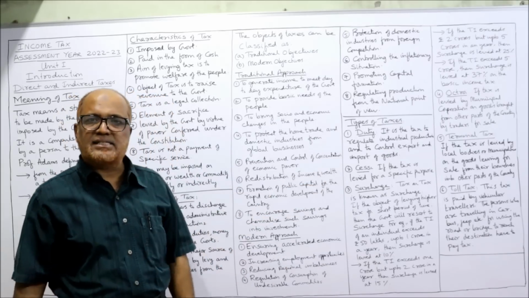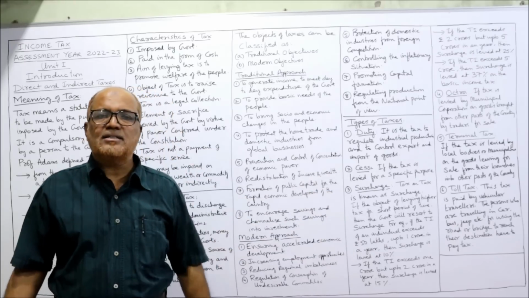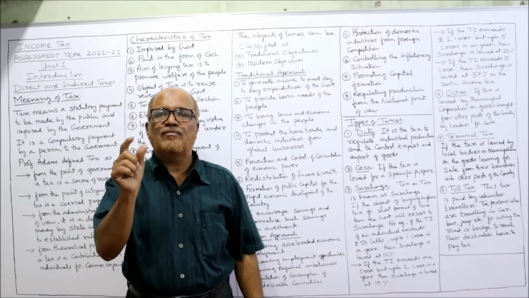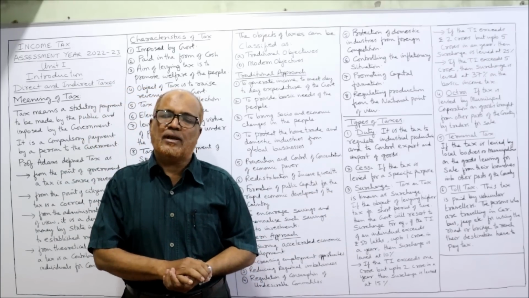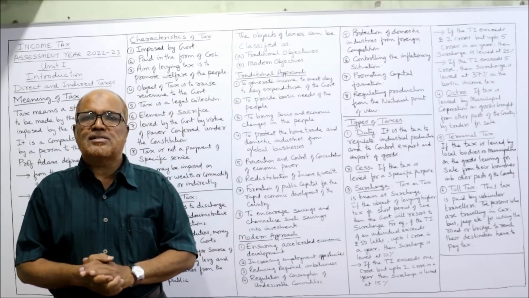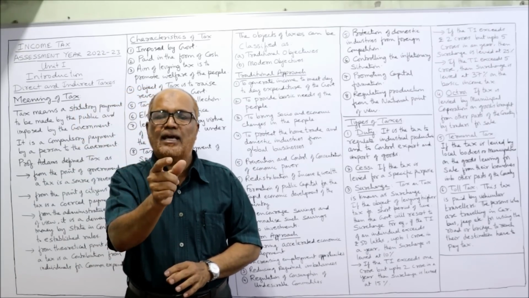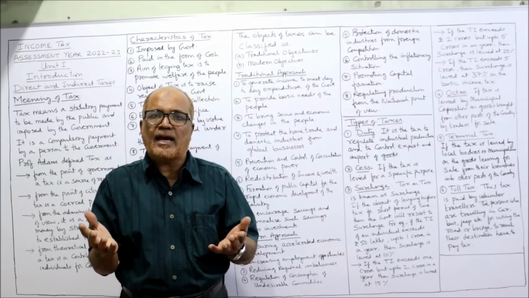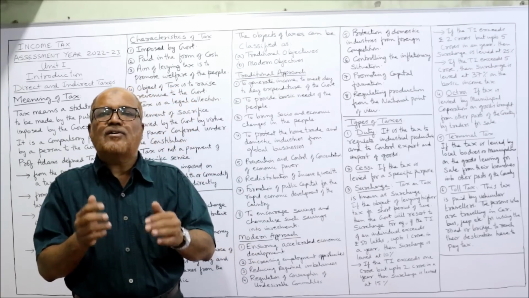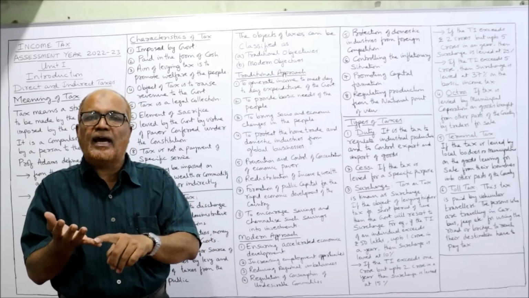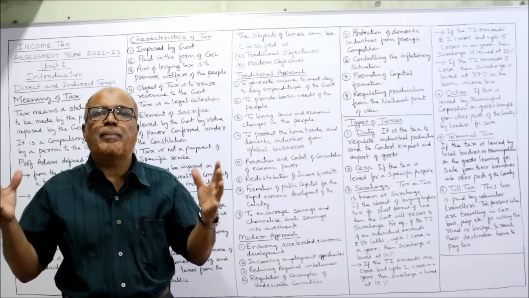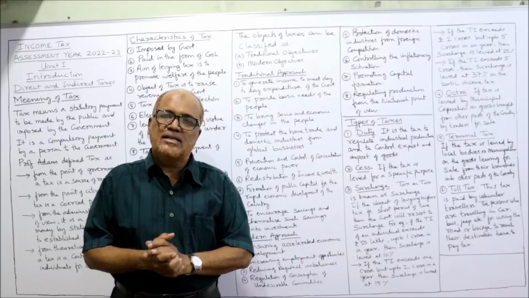Next one is cess. If the tax is collected or levied for a specific purpose, example, health and education cess. Presently, the government is collecting health and education cess. It is a tax, but the tax is collected mainly for the purpose of health and education of the people in the country. That is called cess.